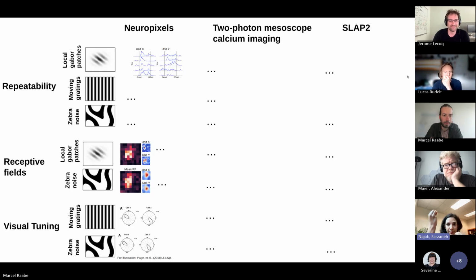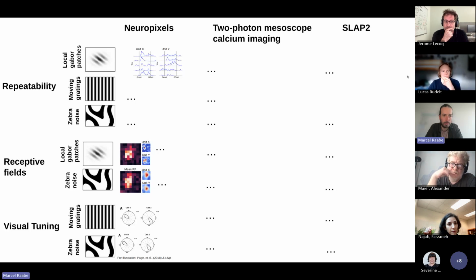So we show the receptive field, a small patch at part of the visual field, right? Some neurons respond. This means that these neurons are encoding information from this part of the visual field. Good. Now, are you saying that depending on whether this is a Gabor patch or a moving gradient or a zebra noise, we may get different sets of neurons that encode that part of the visual field? Is that the point here?